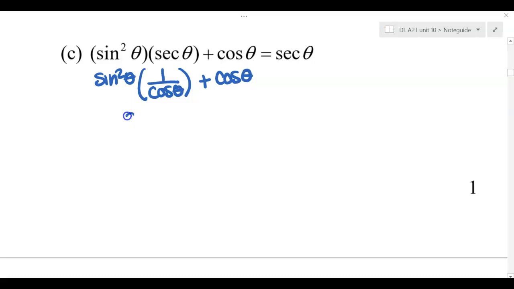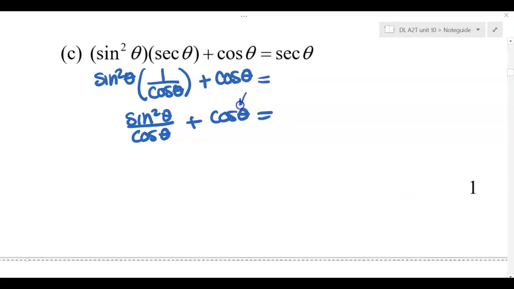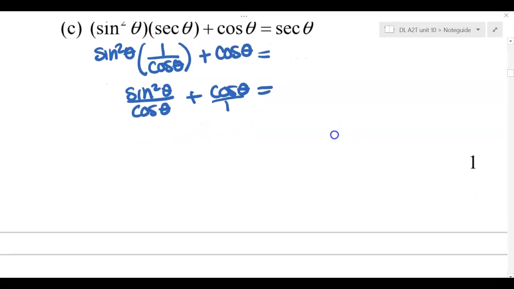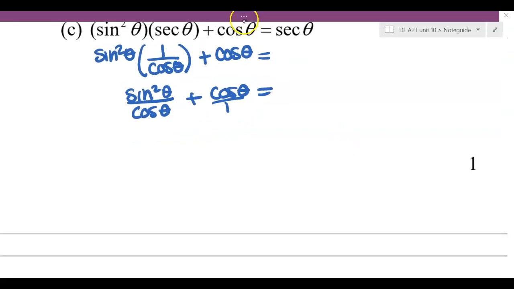But so right now I have a fraction. I'm going to write this as 1 fraction plus another term. And I'm trying to combine them into one thing. So my focus is now going to be to write this cosine term as a fraction. So right now it has a 1 in the denominator. I'm going to rewrite it with a cosine in the denominator.